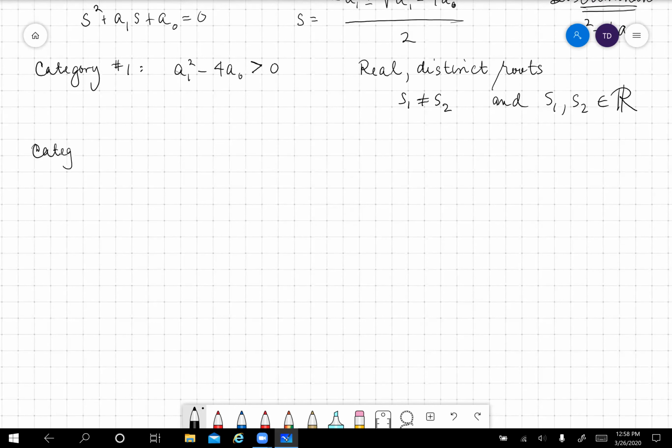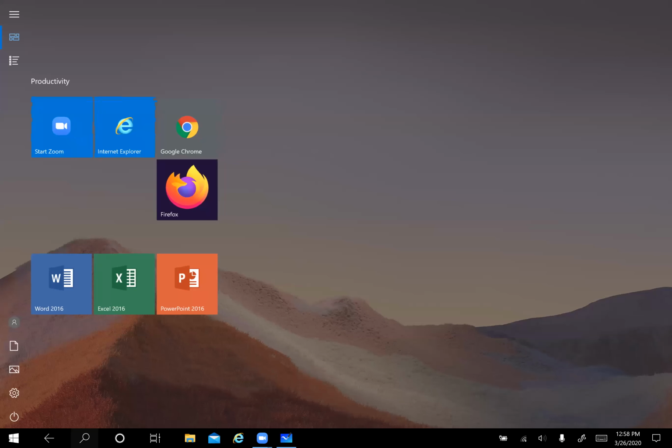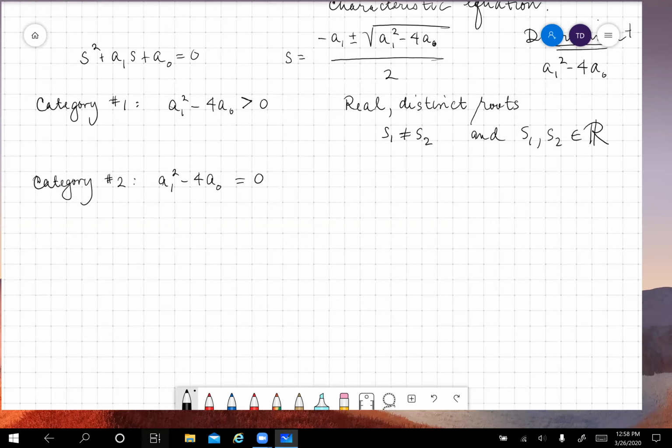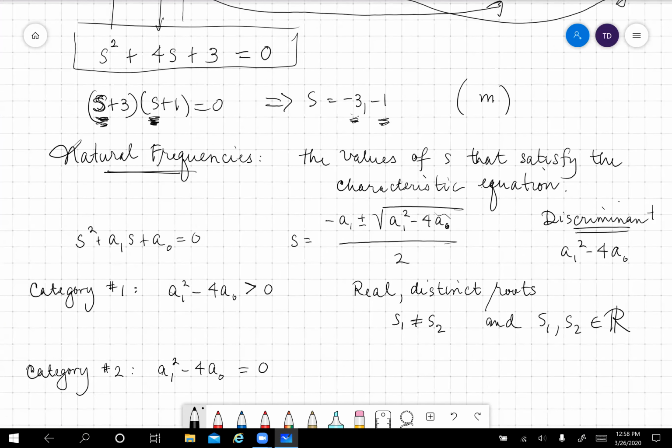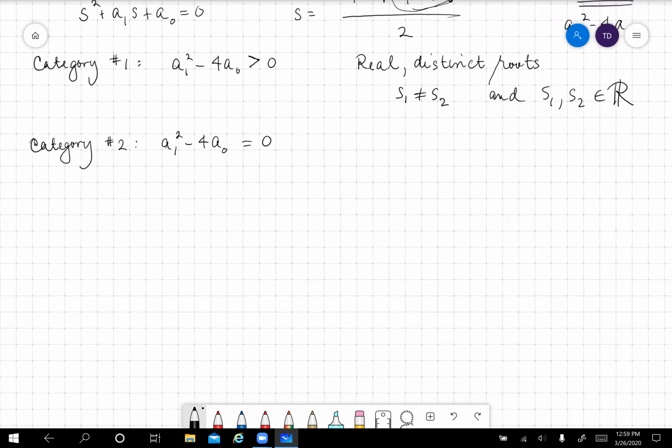Category 2. A1 squared minus 4A0 is equal to 0. So when the square root is equal to 0, you can see that it's minus A1 plus and minus the square root of 0. Minus A1 plus and minus 0. I'm going to get the same thing for both answers. So we call this real repeated roots.